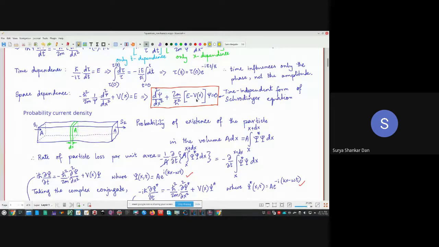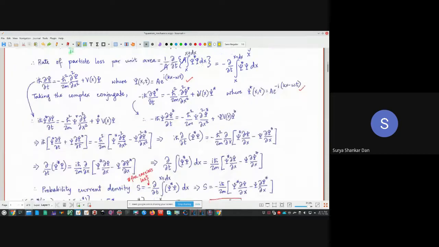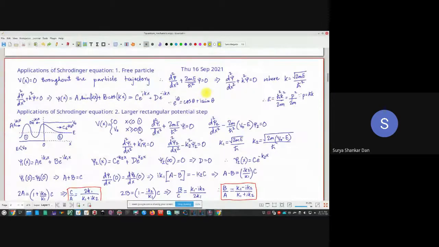That Vx will be 0. Simple, as simple as that. So d²ψ/dx² plus 2mE/ħ² ψ equals 0, because Vx is 0. That's exactly what I wrote. Very simple. Then just solve it. This is again BTech mathematics.